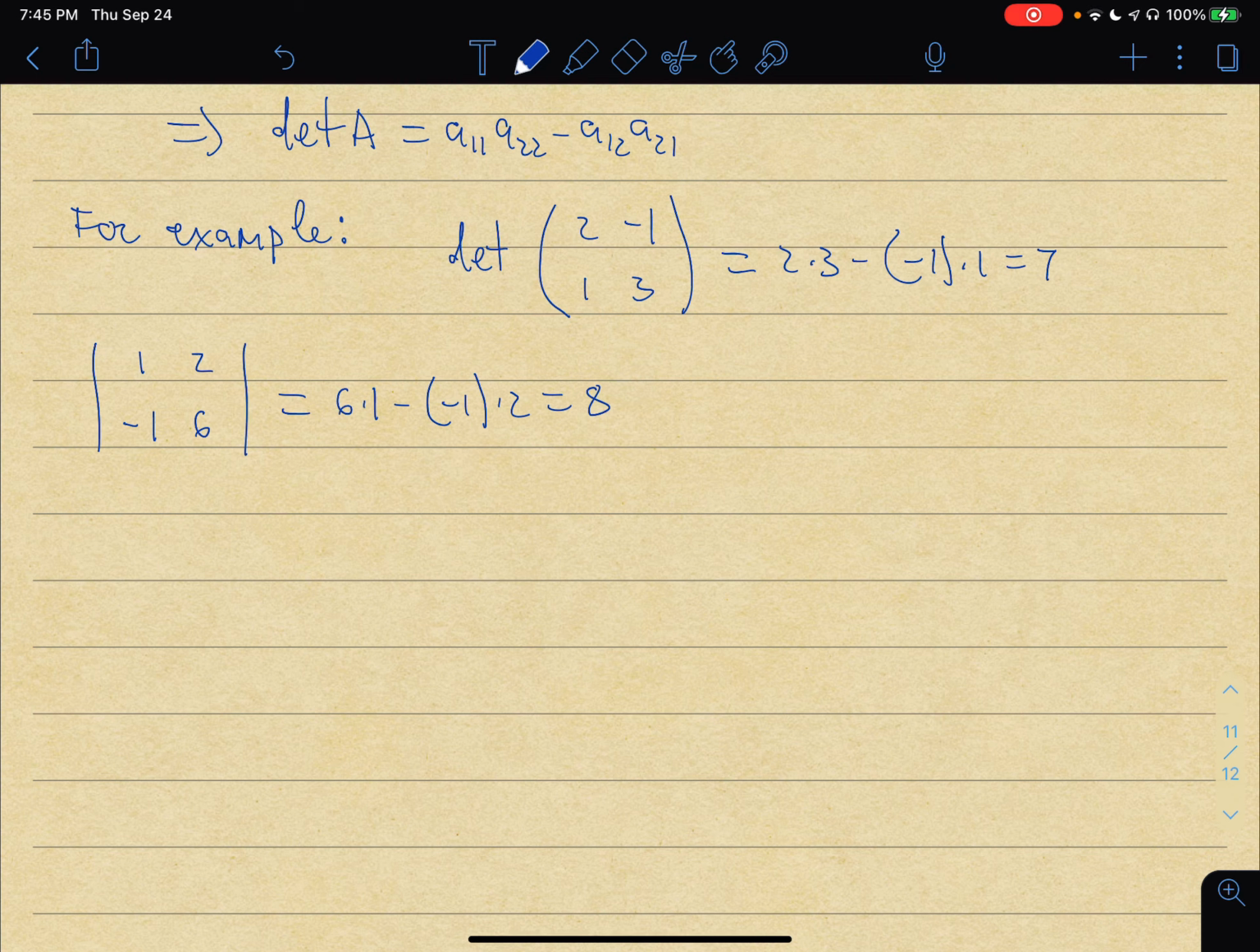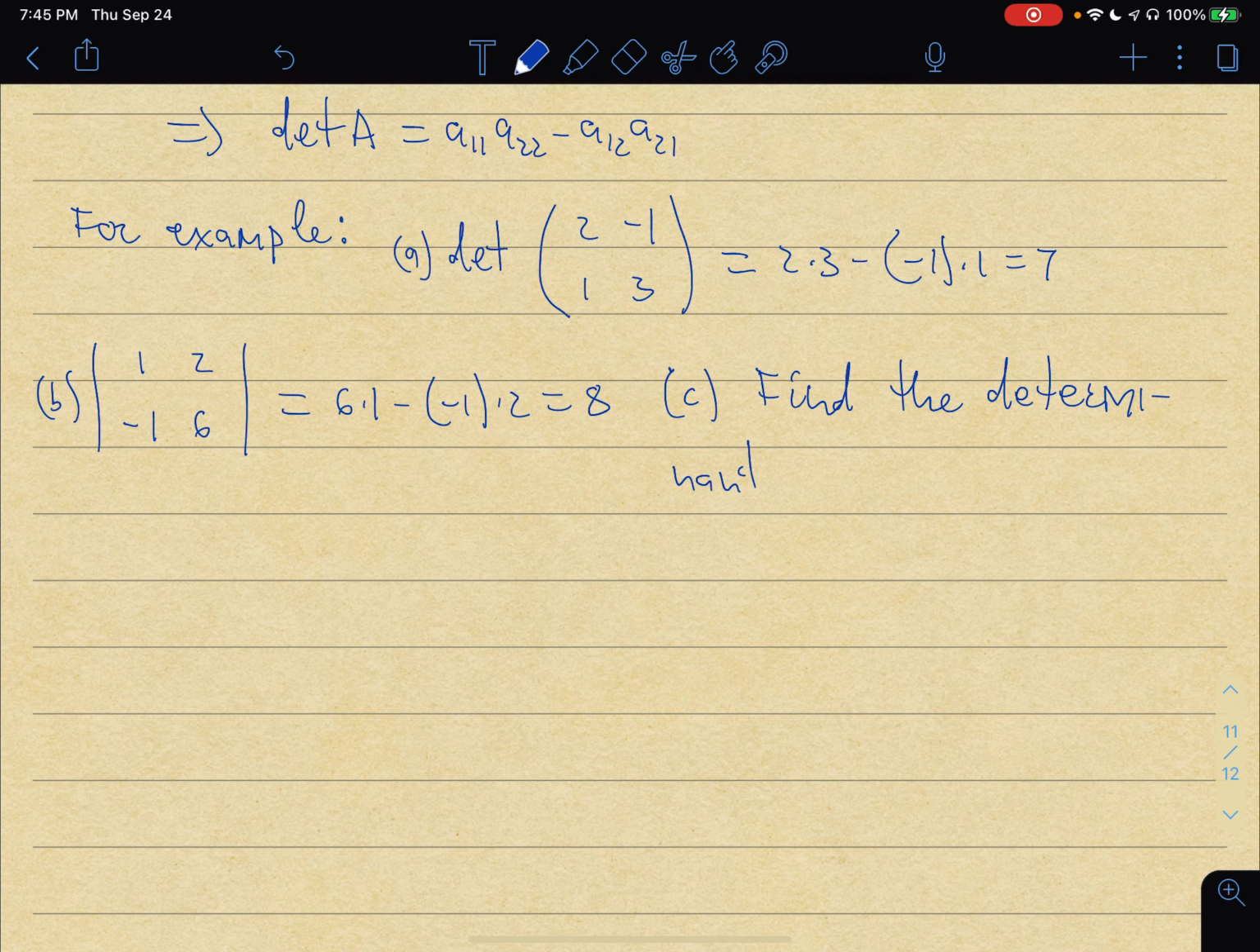All right, so find the determinant of the matrix A equal to 5, 0, 1, 6.